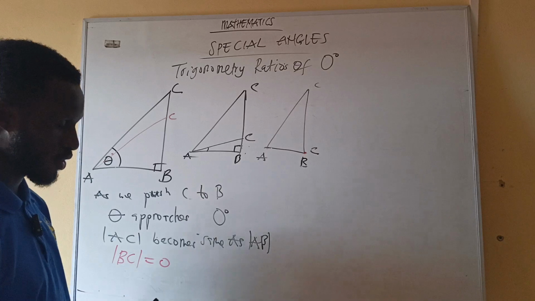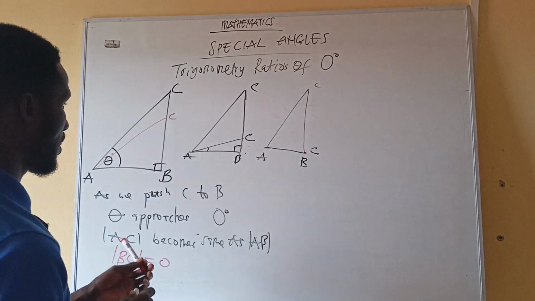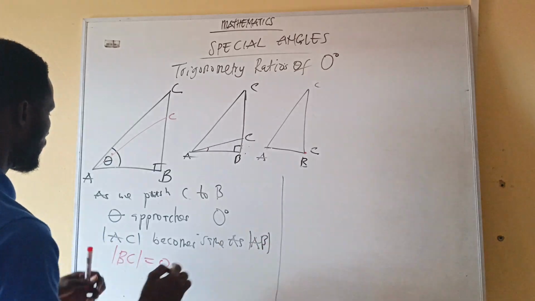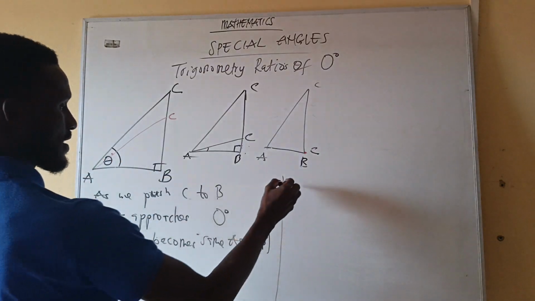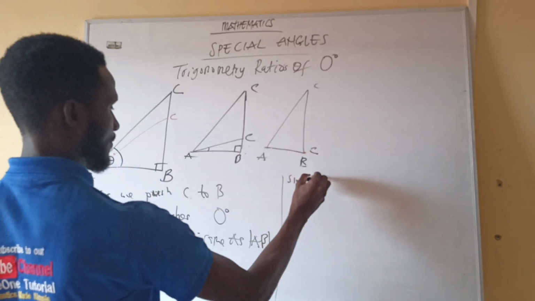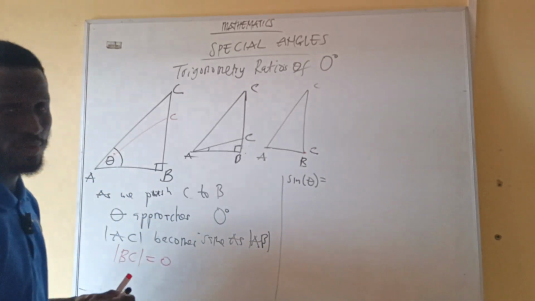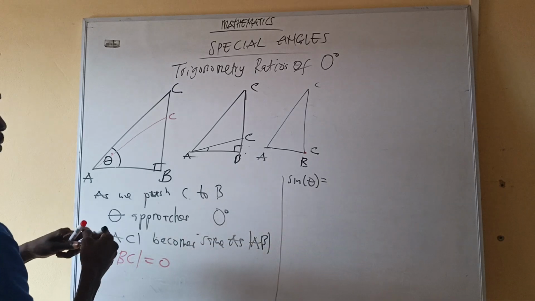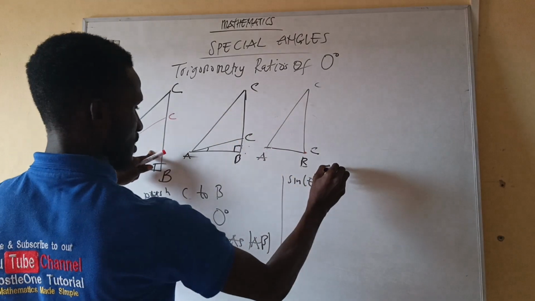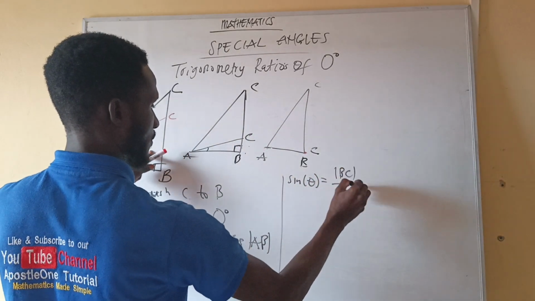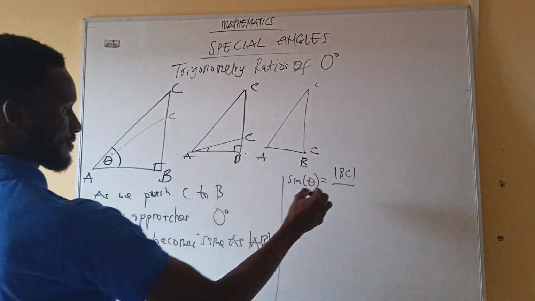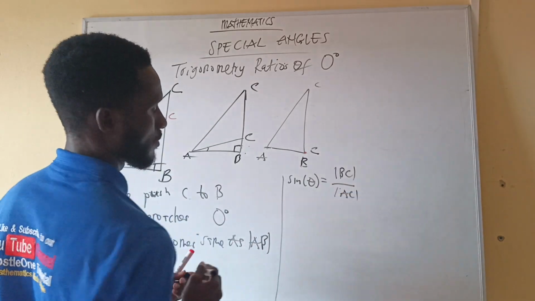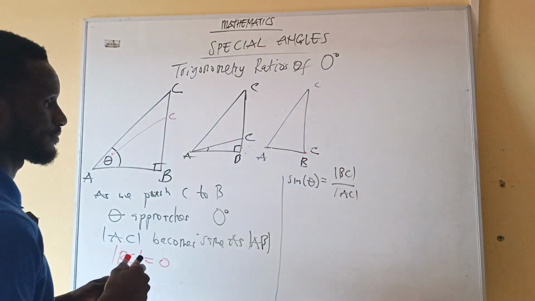Now, at this particular point, if I want to find sine theta here, what will be sine theta? From here, sine theta is equal to what? Opposite, which is BC, divided by AC. I hope you are following.